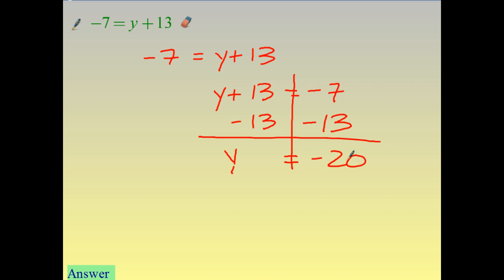Okay, let's plug it in. We're going to write down the original equation, and instead of y, I'm going to put in negative 20. So negative 20 plus 13. Let's see, does that equal negative 7? Well, negative 20, that's down 20, right? So if I'm at negative 20 and then I go up 13, that puts me at negative 7. So it works.